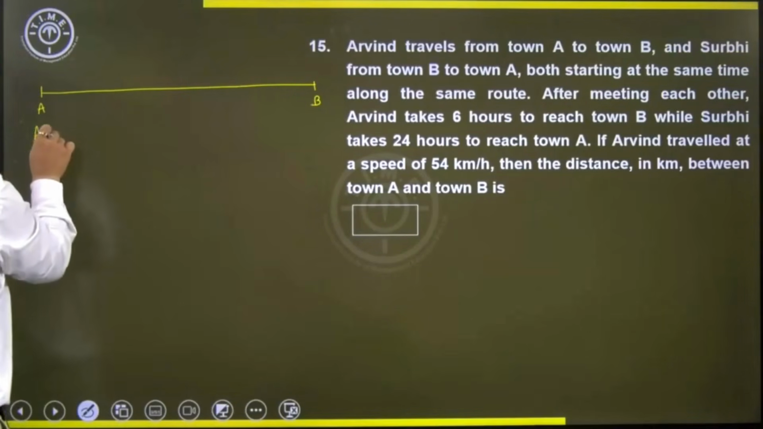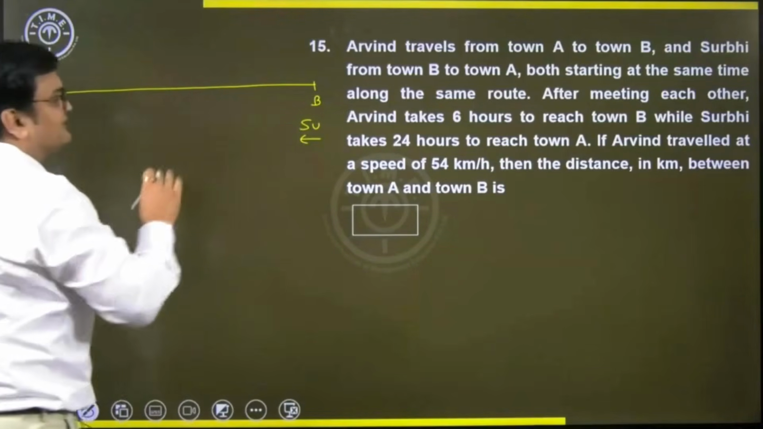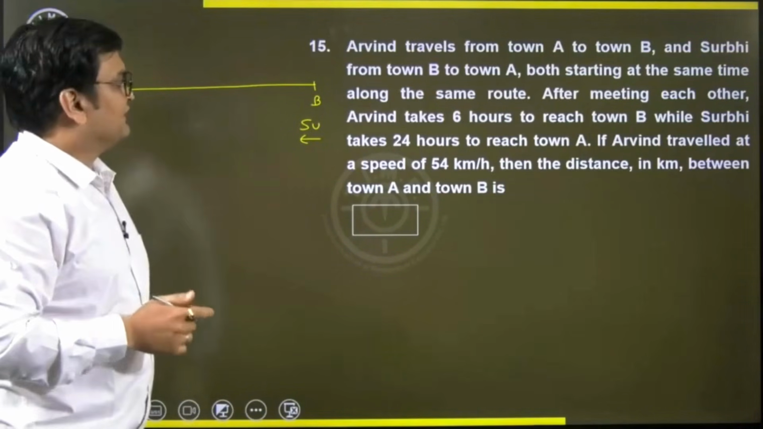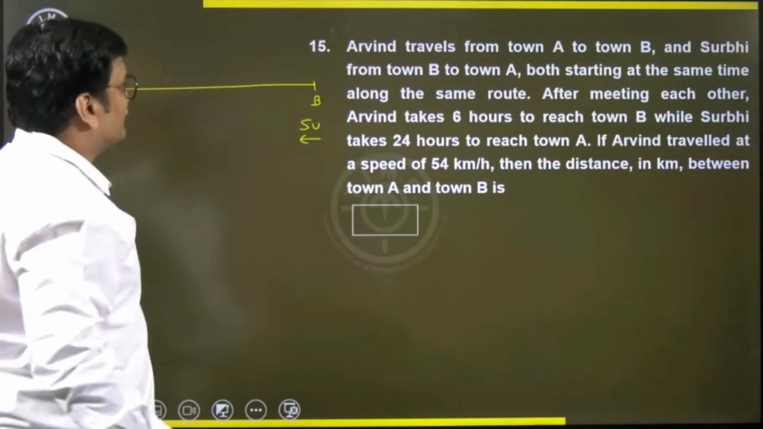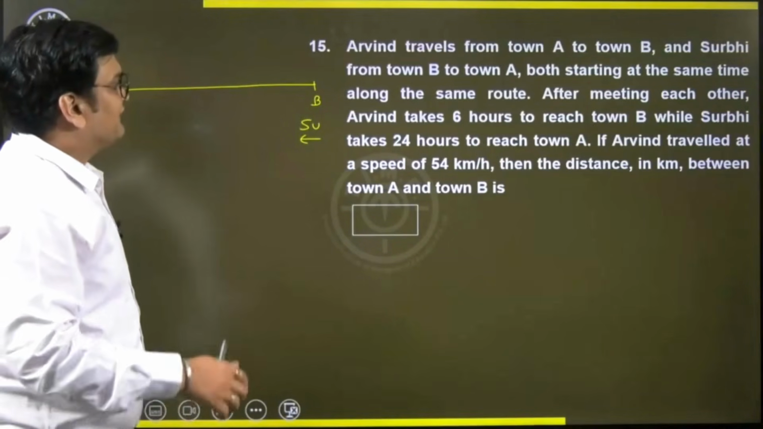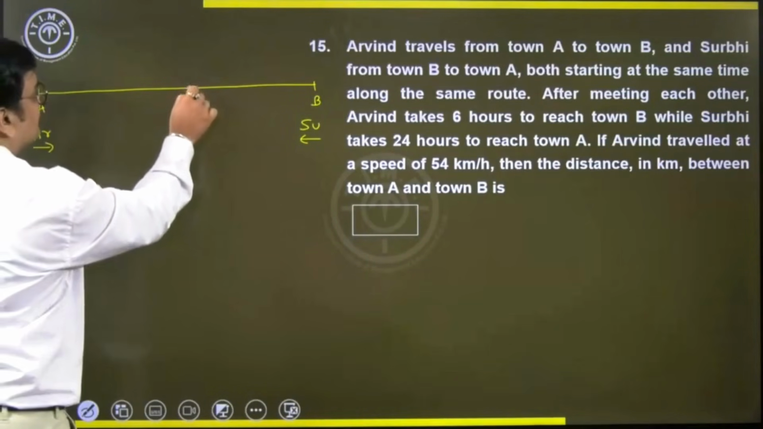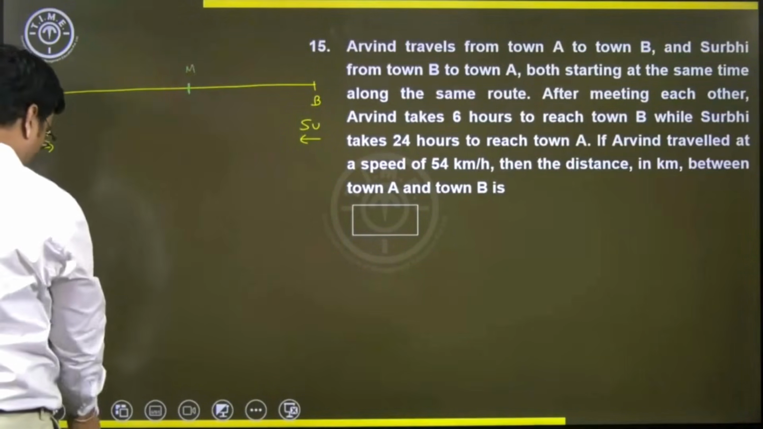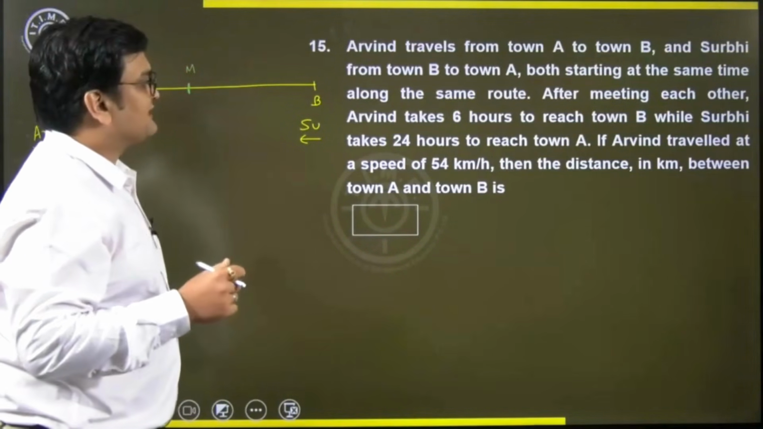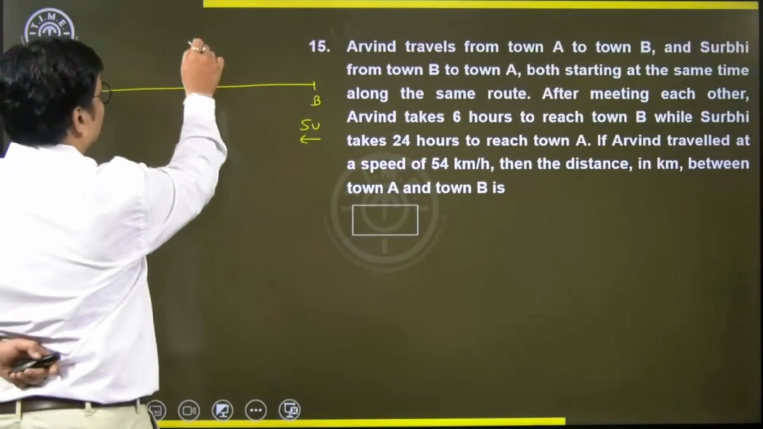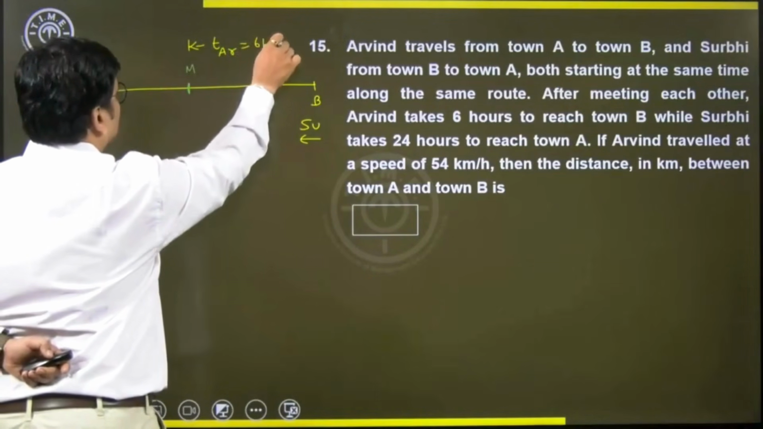Arvind is going here, Surbhi is going here, both are starting at the same time and both are travelling towards each other basically. Arvind is going to B and Surbhi is going to A. After meeting each other, so suppose they meet somewhere here, that's a meeting point suppose. So after meeting each other, Arvind takes 6 hours to reach town B. So that means for this part of the journey, time taken by Arvind is 6 hours.